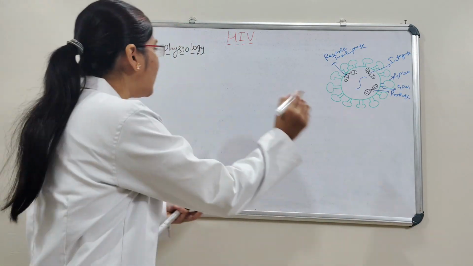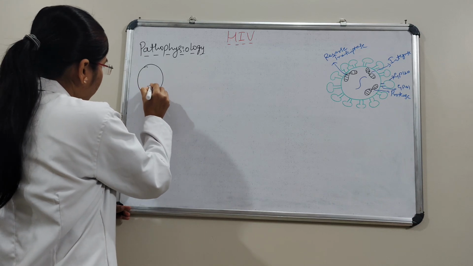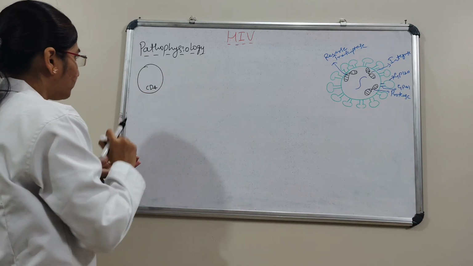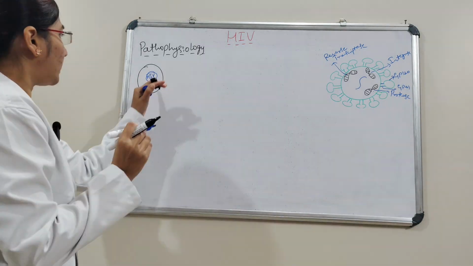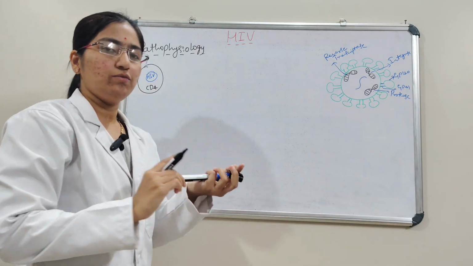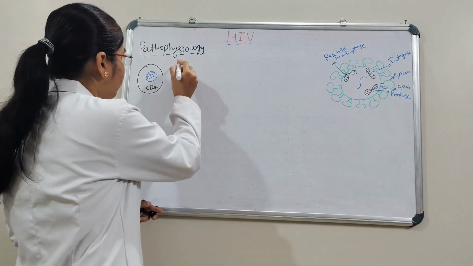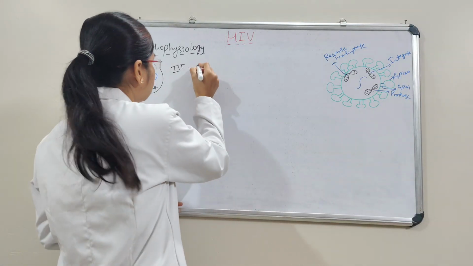After entry of the HIV virus inside the CD4 cell, the third stage is activated. This one is a CD4 cell, and this one is the HIV virus. That third stage is called reverse transcriptase.